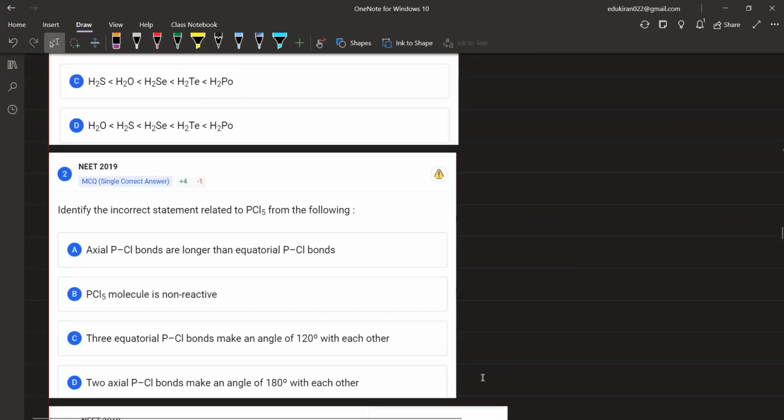Try this question. Identify the incorrect statement related to PCl5. Where will you put this question, in chemical bonding or in the p-block? It is in both places, right? Structure of PCl5, I hope all of you remember. There are two axial bonds which are at 180 degrees, and then we have equatorial bonds Cl, Cl, and Cl. These are at 120 degrees.